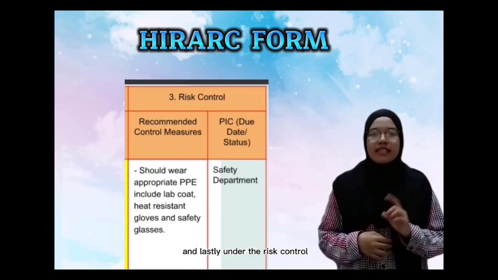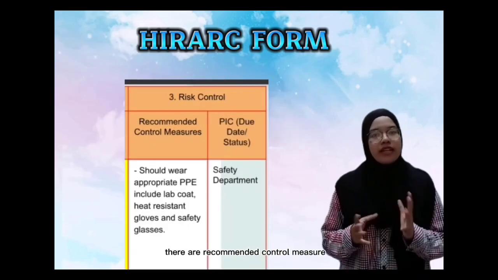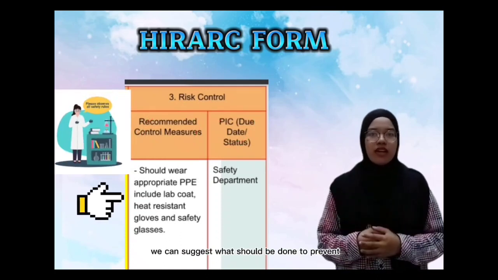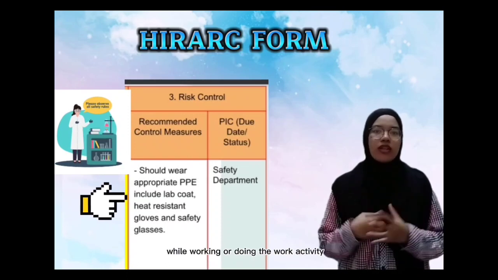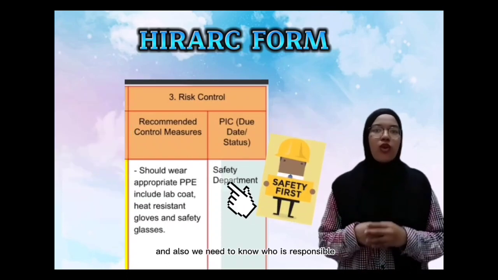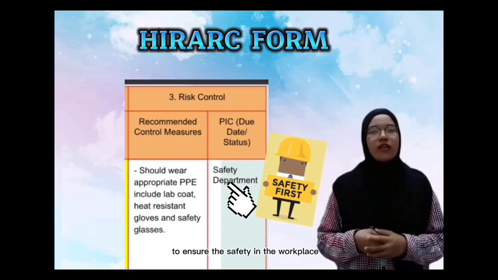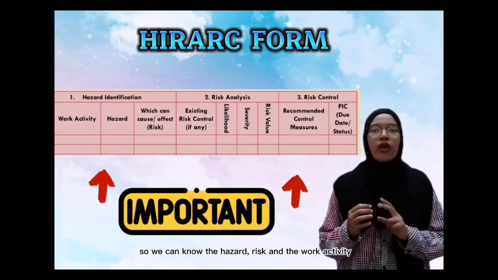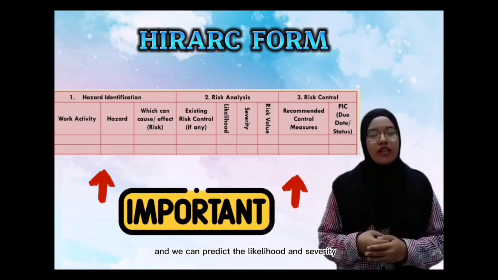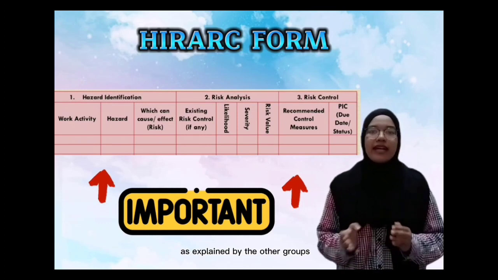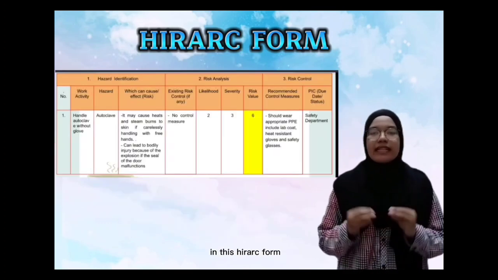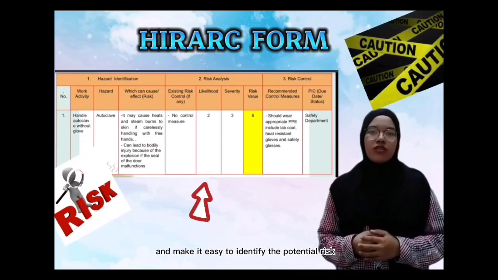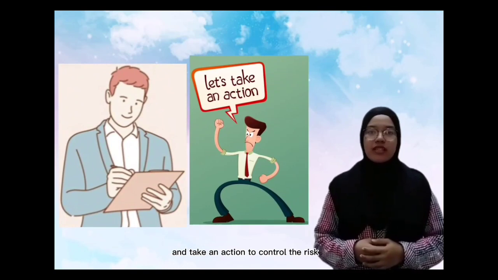All of these need to be noted so that we know how dangerous and risky the work activity is if it still runs. And lastly, under the risk control, there are recommended control measures and also the person in charge. We can suggest what should be done to prevent or reduce accidents while doing the work activity. And we also need to know who is responsible for ensuring safety in the workplace. All of this is important so we can know the hazard, risk, and work activity, and we can predict the likelihood and severity in order to know the risk value, as explained by the other group member before. In this Hirarc form, we can see all the information clearly, which makes it easy to identify the potential risk and take action to control it.